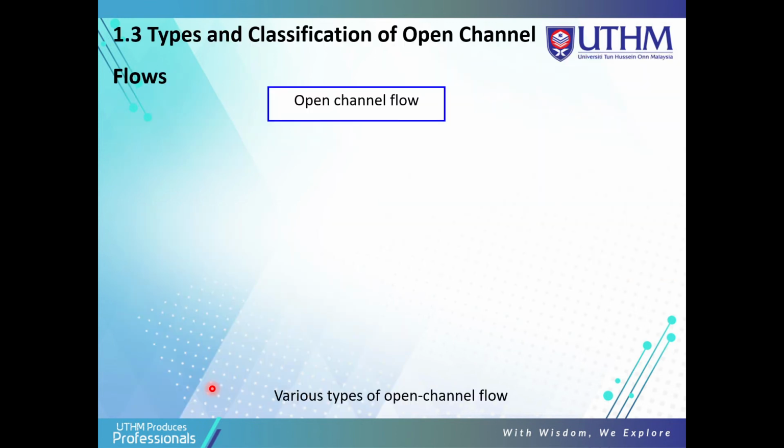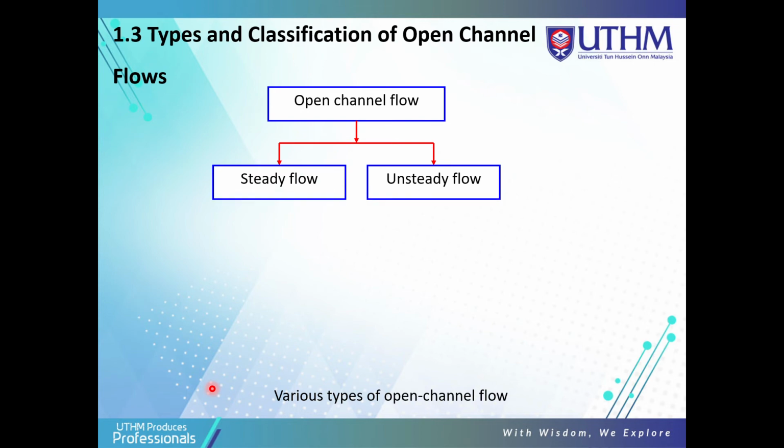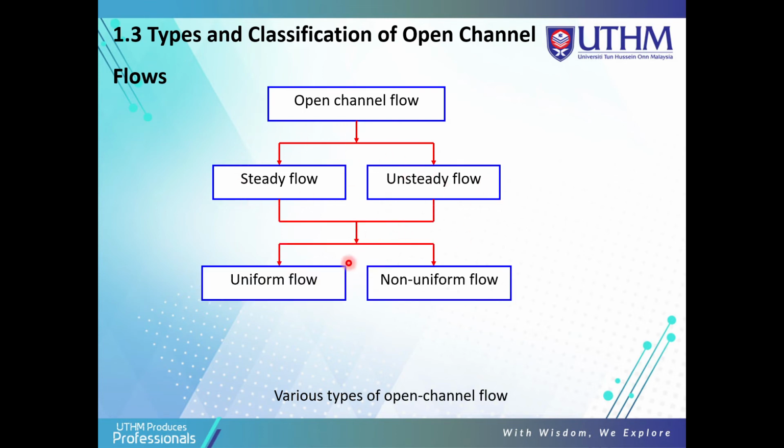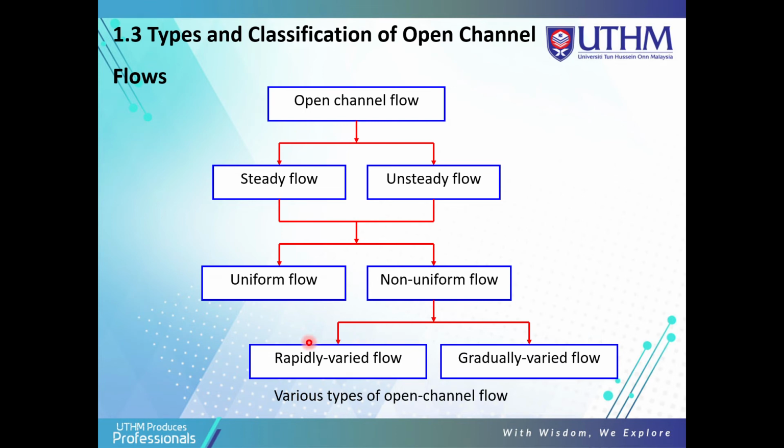So the types and classification of open channel flow we can divide into two: steady flow and unsteady flow. Steady flow and unsteady flow can be concluded into uniform flow and non-uniform flow. For non-uniform flow, we will cover rapidly varied flow and gradually varied flow, in topics 3, 4 and 5. Uniform flow is in topic 1 and topic 2, which we have covered here. Topic 1 is uniform flow.